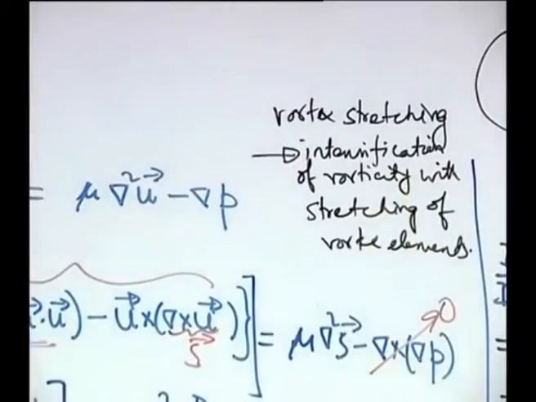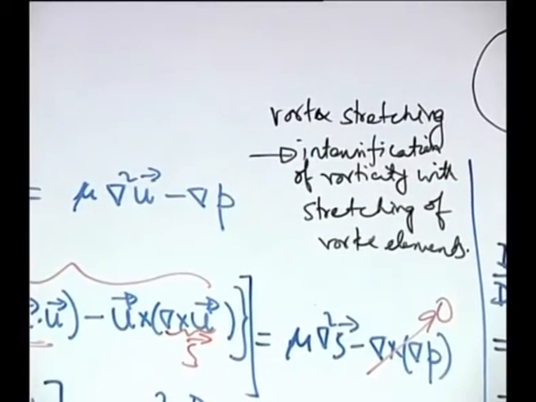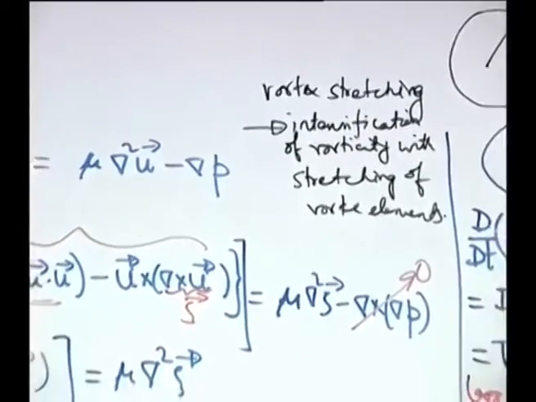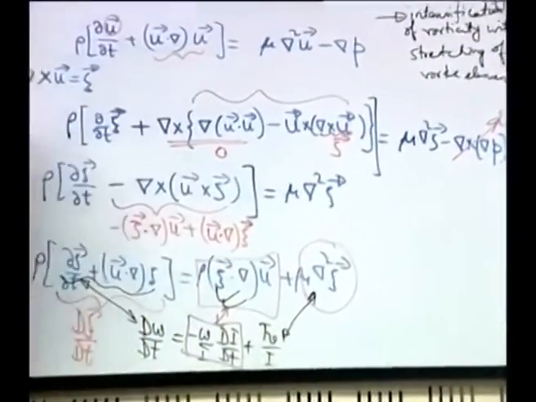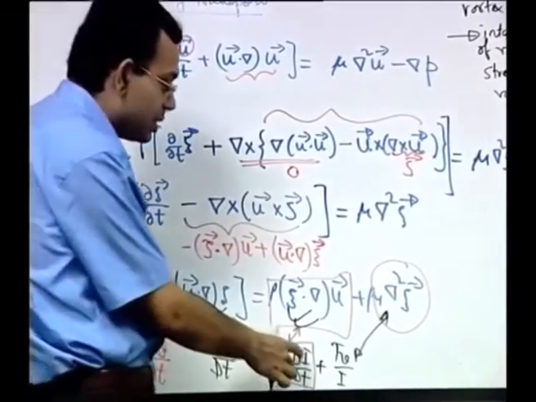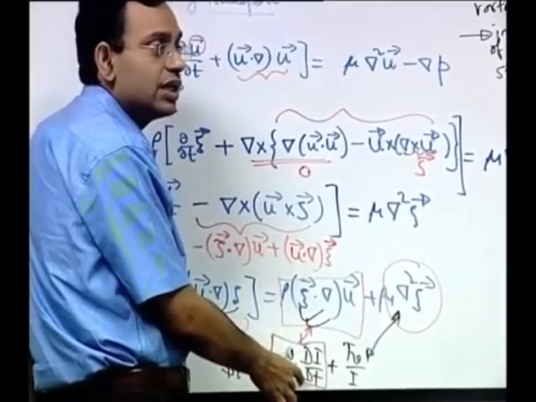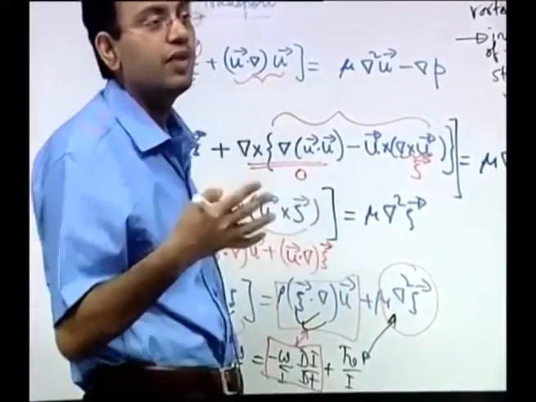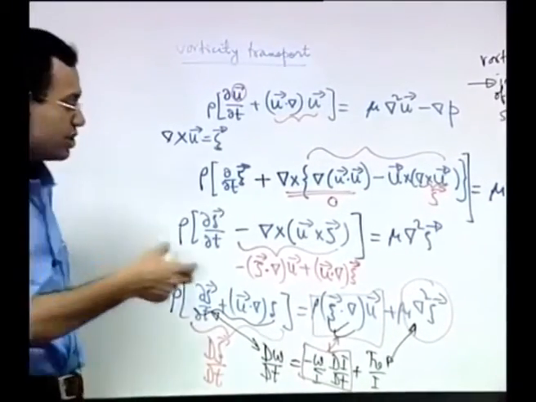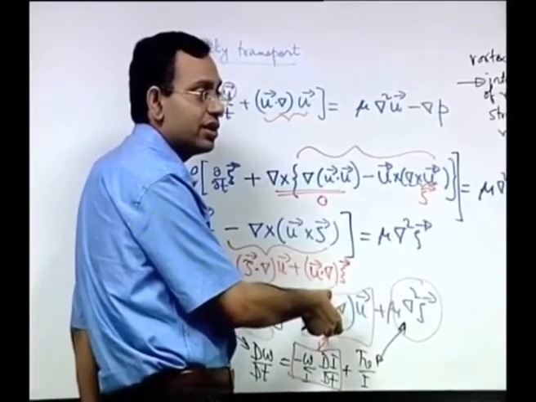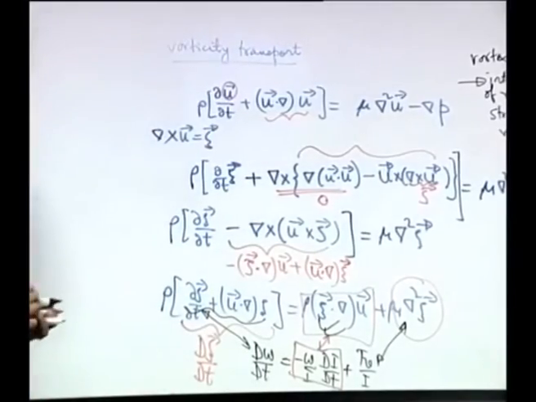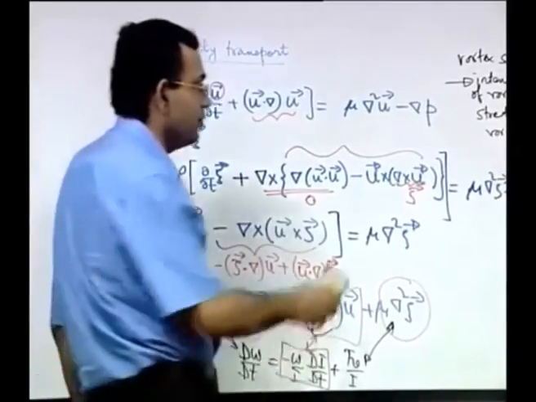So what we can conclude is that whatever is that intensification of vorticity due to stretching of vortex elements, that effect of vortex stretching must be given by this term, because this term is associated with di dt, which indicates the effect of change of the moment of inertia which occurs due to vortex stretching. So the source term here which appears in the vorticity transport is because of stretching of vortex elements, and this is one of the important physical issues in turbulent flow.